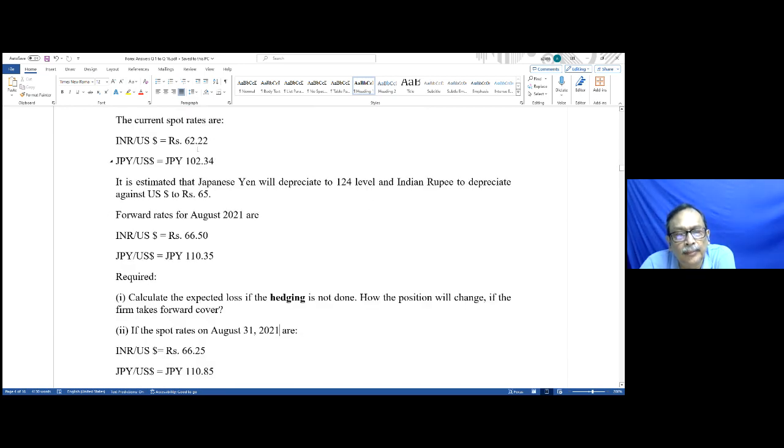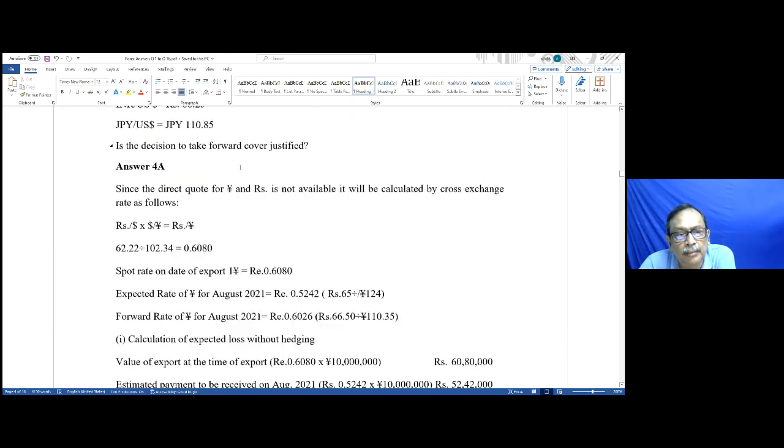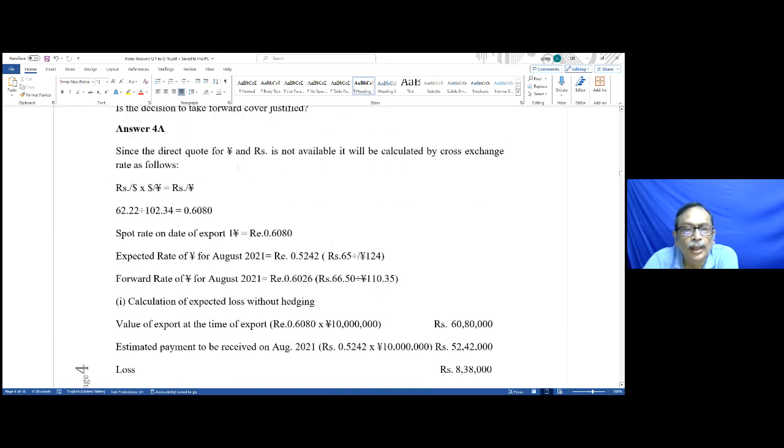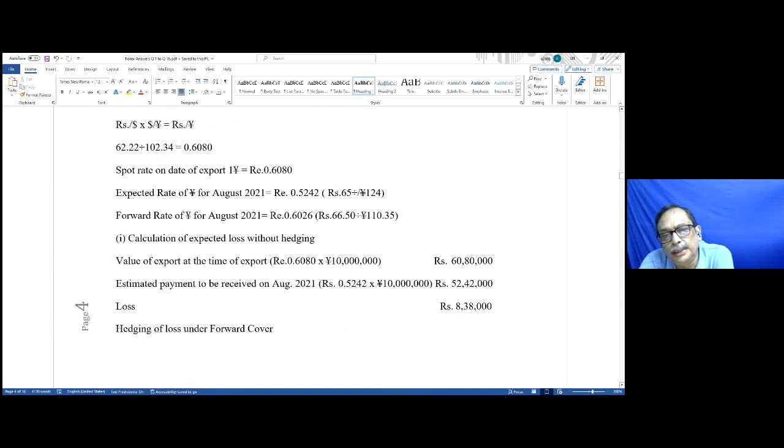62.22 is given, divided by 102.34, that is also given. It comes to 0.6080. Spot rate on date of export, 1 yen is equal to rupee 0.6080.